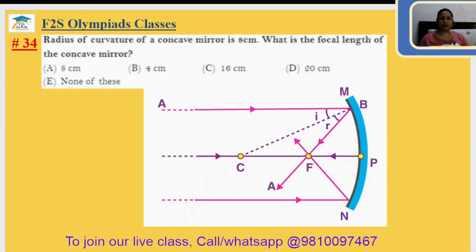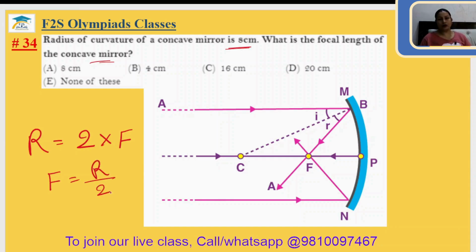Question number 34. Radius of curvature of a concave mirror is 8 centimeter. What is the focal length of the concave mirror? We know that the radius of curvature R equals 2 into focal length. So F equals R by 2. So radius of curvature is given 8, divided by 2. That is your 4 centimeter. It is in option number B. The 34 answer will be option B.